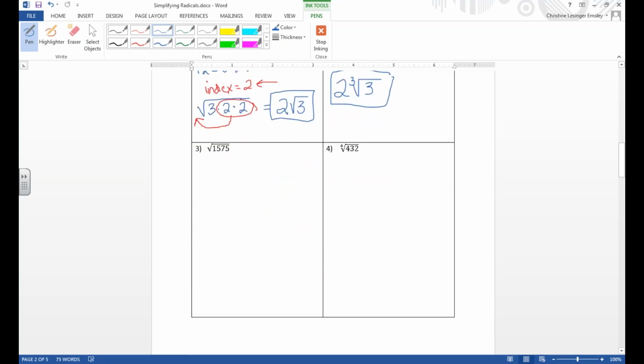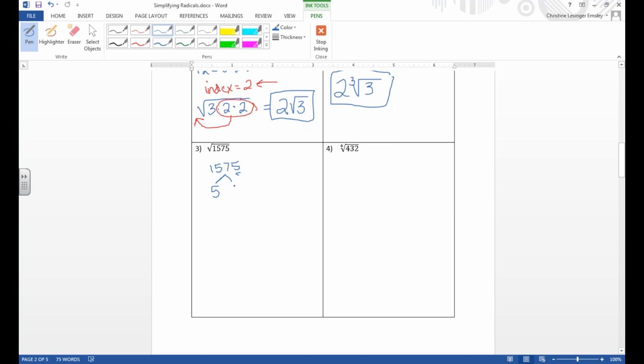Okay, here's another one. The square root of 1,575. That might seem a little intimidating at first to have a big number like this. I don't happen to have memorized the factors of this value. It's too big. But we notice right away that it ends in a 5, so this number must be divisible by 5. At that point, just grab your calculator if you need to and do a division.